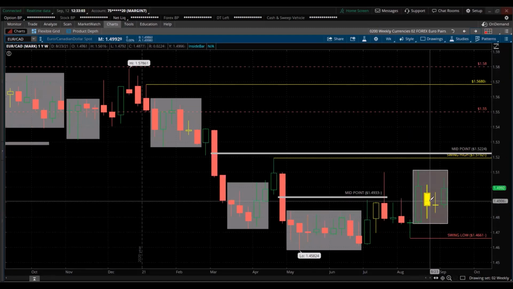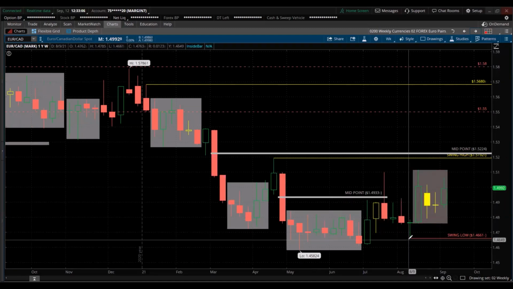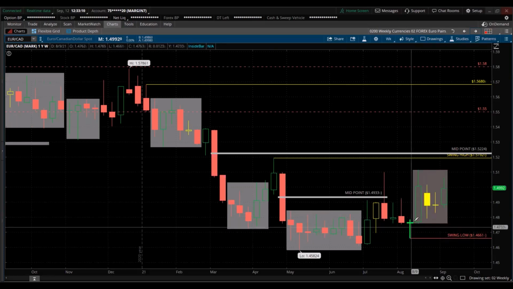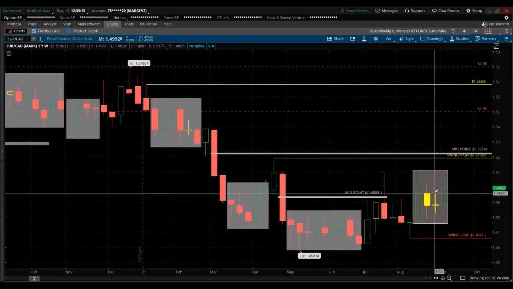Euro Canadian dollar. Huge consolidation here. Look at that right there. Reversal from that point, and then it went higher, giving strength to the euro against the Canadian dollar, but it's in a consolidation phase right now.